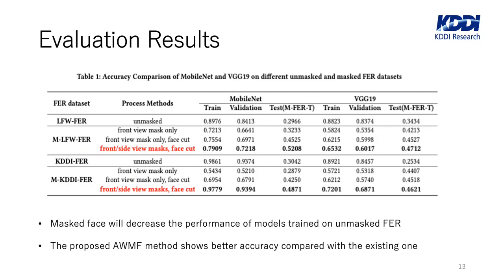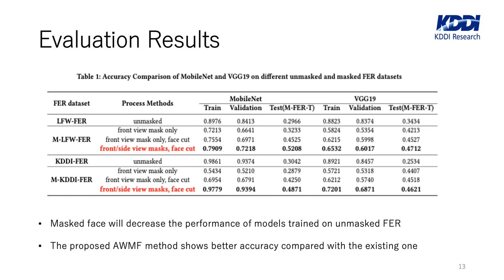Now, let's look at the evaluation results. For process methods, unmasked denotes the original FER dataset without masks, and front view mask only denotes the existing AWFM method 1. Front view mask only face cut denotes the existing AWFM method 2. And the front/side view masks face cut is our proposed method. We also conducted the experiment using two deep learning models. The names are MobileNet and VGG19.